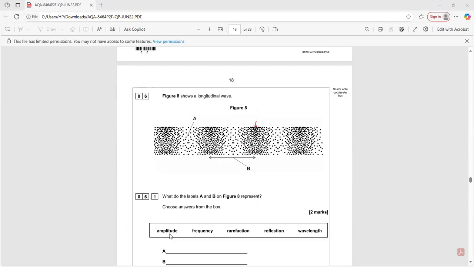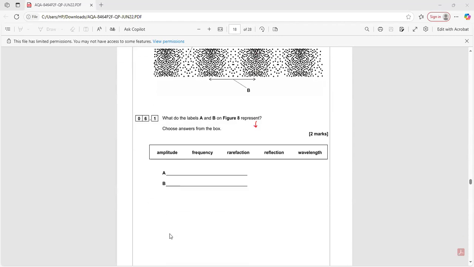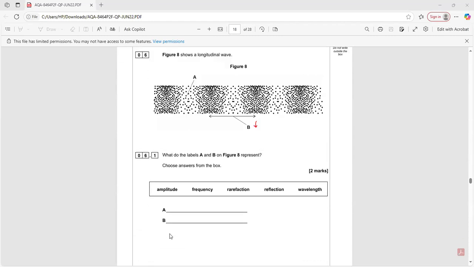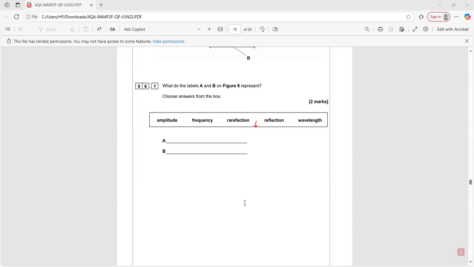This is a longitudinal wave. It says, what do the labels A and B represent? Okay, I think we've answered this question before. A is the rarefaction, while B is the wavelength, right? Yes. The distance between one compression and another compression, that's a wavelength.